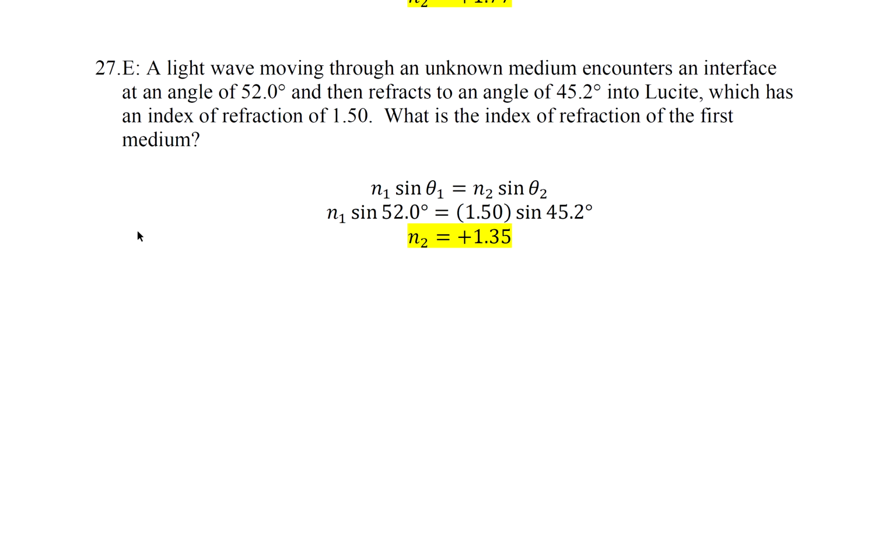Question 27. A light wave moving through an unknown medium encounters an interface at an angle of 52 degrees and then refracts to an angle of 45.2 degrees into lucite, which has an index of refraction of 1.5. What is the index of refraction of the first medium? So solve for n2. I apologize, this should be n1 here. n1, because they gave us n2 and theta 2, and they gave us theta 1.